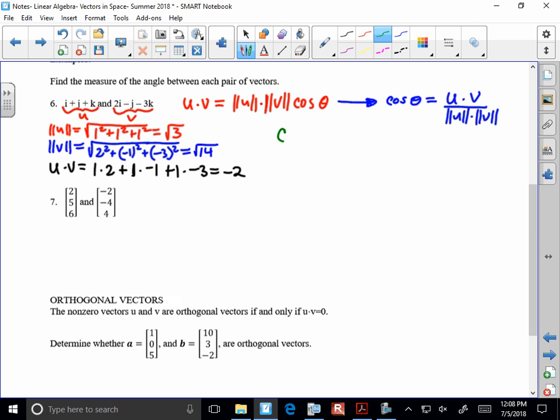So cosine of theta is negative 2 over the product of those two magnitudes, which is root 42. Not one of our unit circle numbers.